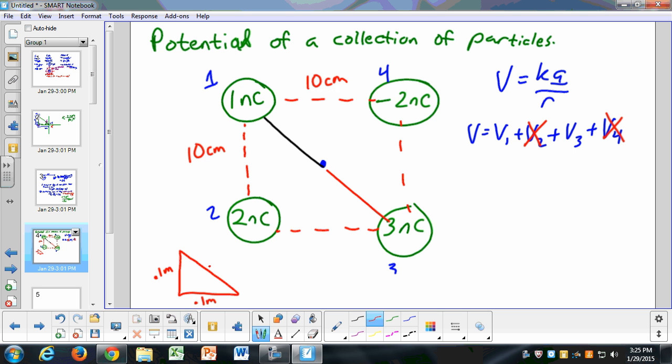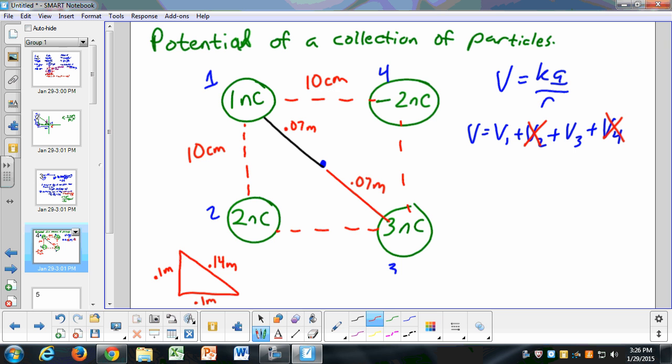0.14 meters. So this distance is 0.14 meters. That means that this distance is 0.07 meters, and this is 0.07 meters. See the triangle I drew there? What's a trig in this chapter? So if you're not up on your trig functions and your Pythagorean theorem, rather, I don't think that. All right. So now I can calculate the potential for each of these.